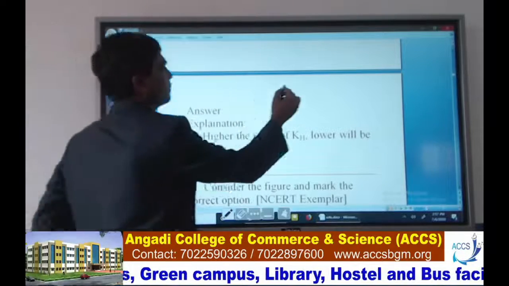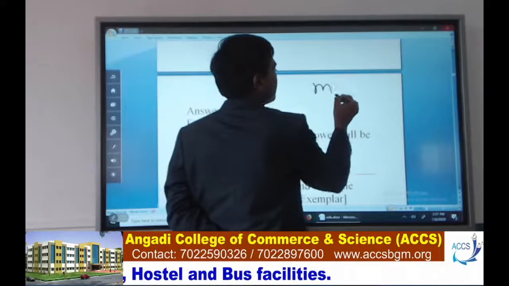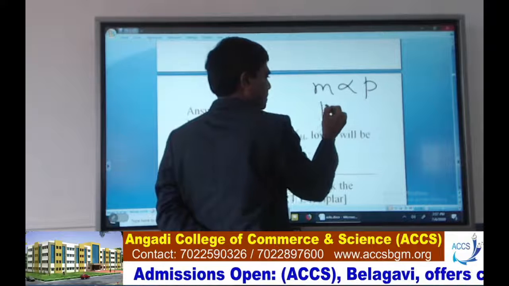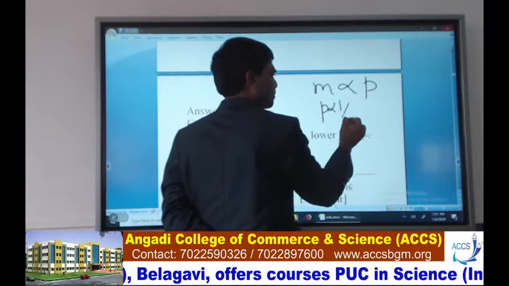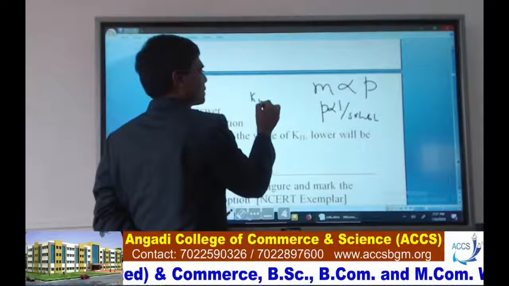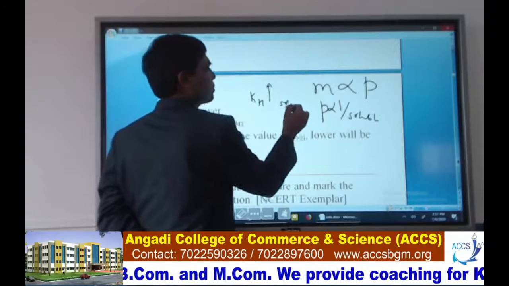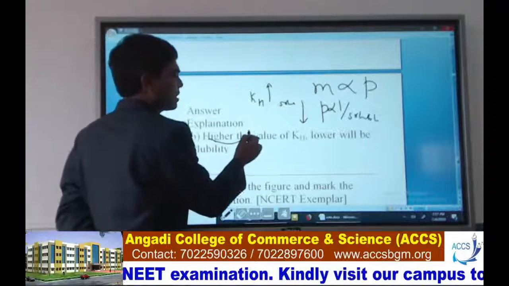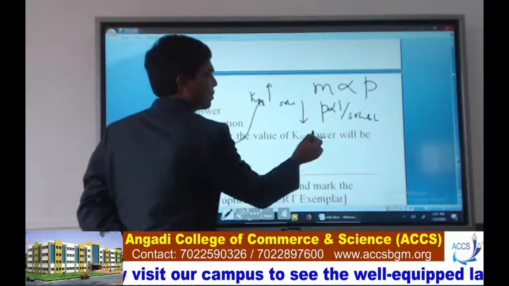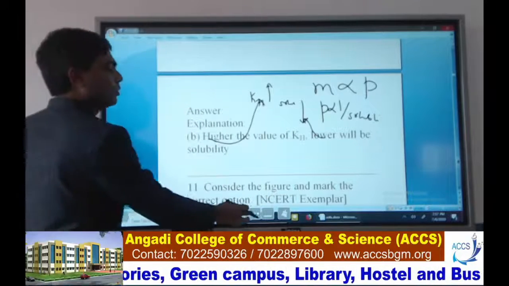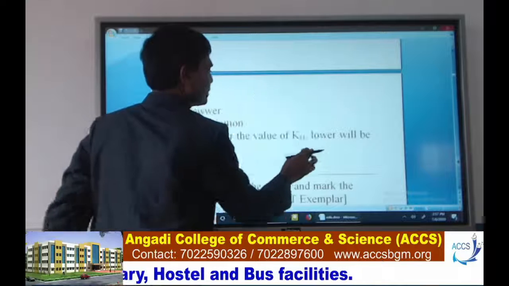Again I will explain it. Mass is directly proportional to partial pressure. Partial pressure is inversely proportional to solubility. Therefore, as Kh increases, the solubility goes on decreasing. So the answer for this one is: higher the value of Kh, lower will be the value of solubility. Hence, solubility decreases as we go on increasing Henry's constant.